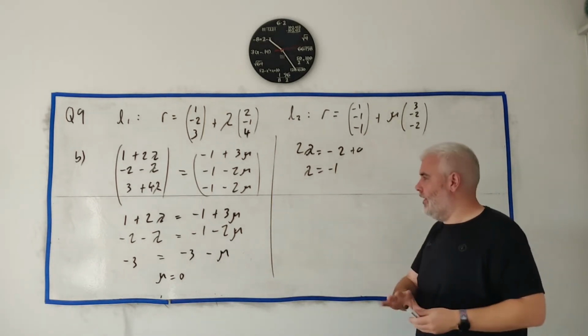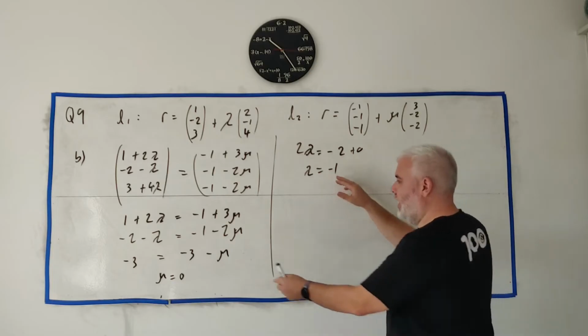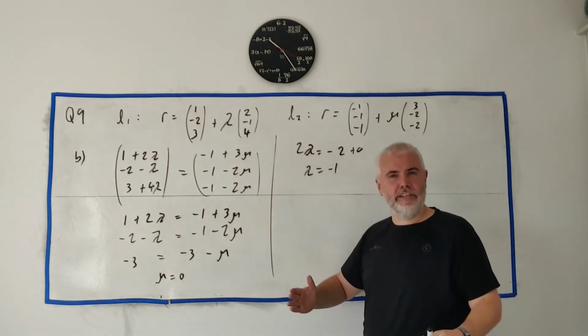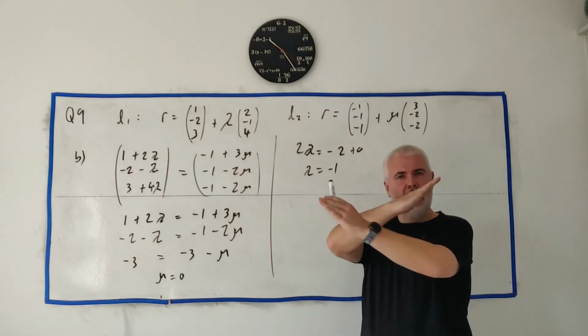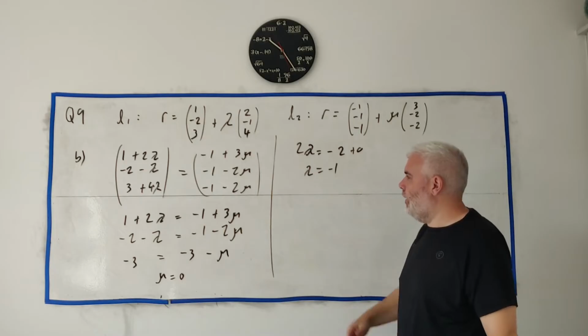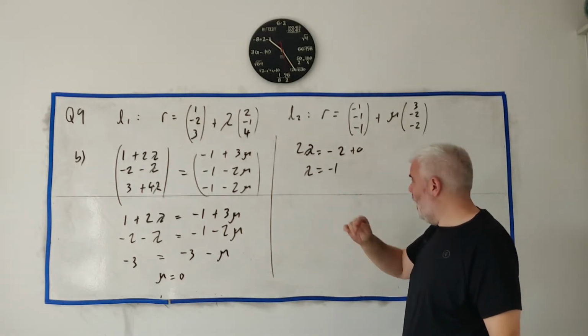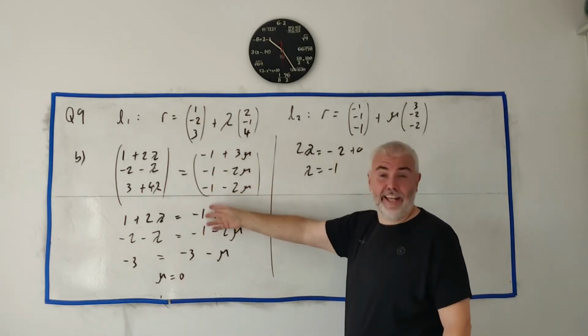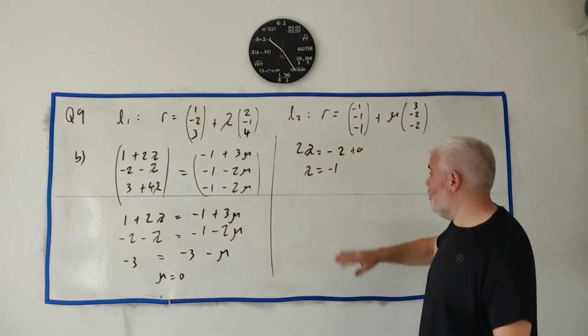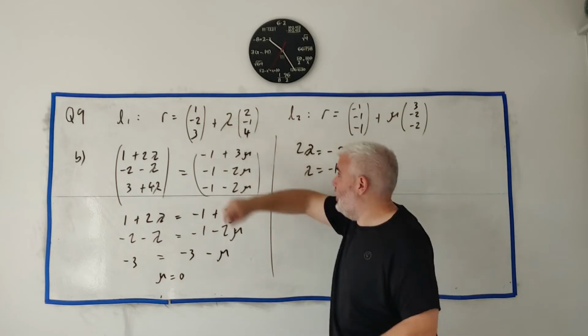Sorry, let me go back a second. You will always be able to find an answer for lambda and mu, even if these lines don't intersect. Remember, we're in 3 dimensions here. Lines don't have to intersect. They can miss each other. And if they miss each other, you'd get a different answer depending on which three equations you do.